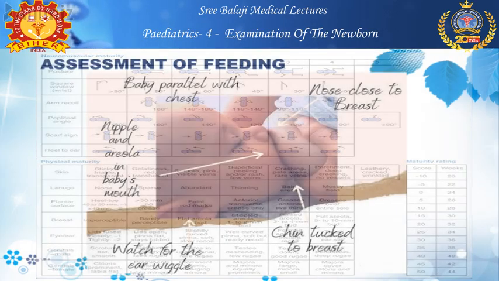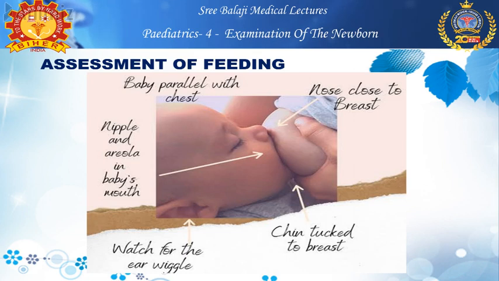Next, we have to assess the feeding of the baby. Every baby should start breastfeeding within 1 hour, and this is called early initiation. By doing early initiation, we will prevent 1 million deaths all over the world. So the earlier the initiation, the better for the baby and for successful breastfeeding.